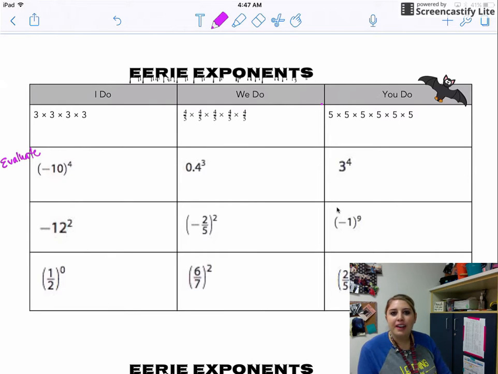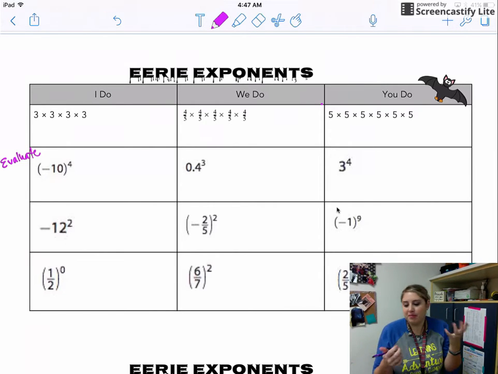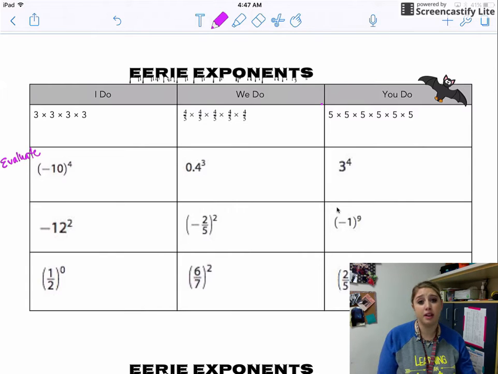Hello everyone. Today we are going to be talking about exponents, and I'm in the Halloween and fall mood, so I was thinking eerie exponents because I was in the mood. So we've kind of briefly just talked about what an exponent is. We're going to dive in and do an I do, we do, you do, so we really understand all the little ins and outs of exponents.